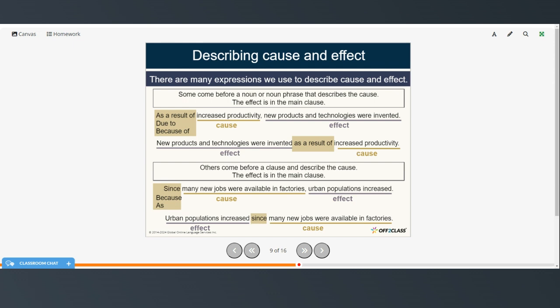Others come before a clause and describe the cause. The effect is in the main clause. So since, because, as: since many new jobs were available in factories, urban populations increased, or urban populations increased since many new jobs were available in factories, because or as many new jobs were available in factories.